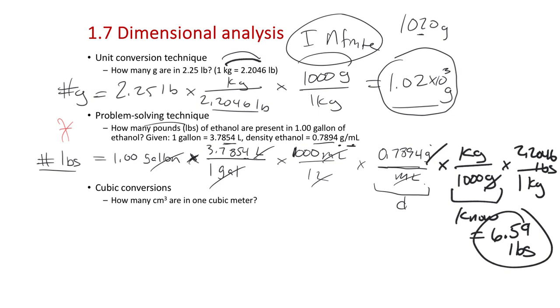The density of water is a little bit greater than the density of ethanol. It's 1 gram per milliliter. So the mass of a gallon of water is going to be about 20% heavier or so. So a gallon of water is about 7 to 8 pounds.